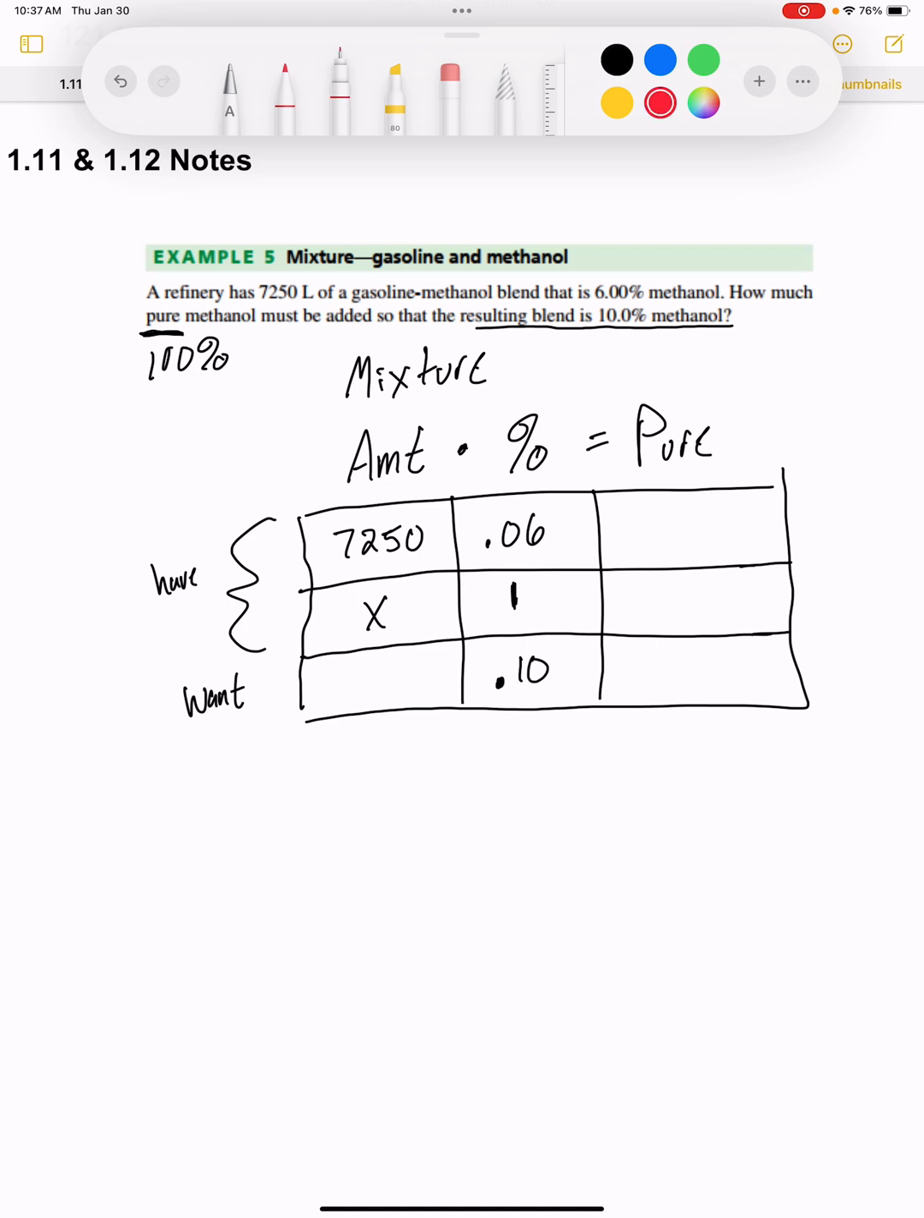Now, when I mix those two, the 6% and the pure, I want that 10%, right? How much am I going to have? Well, I'm going to have all of my 6%, and then however much of the pure I pour in there. So the amount of the 10% is going to be 7,250 plus X.